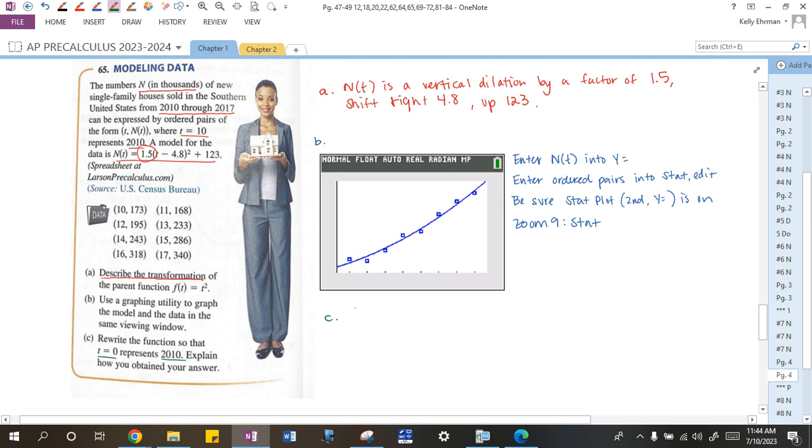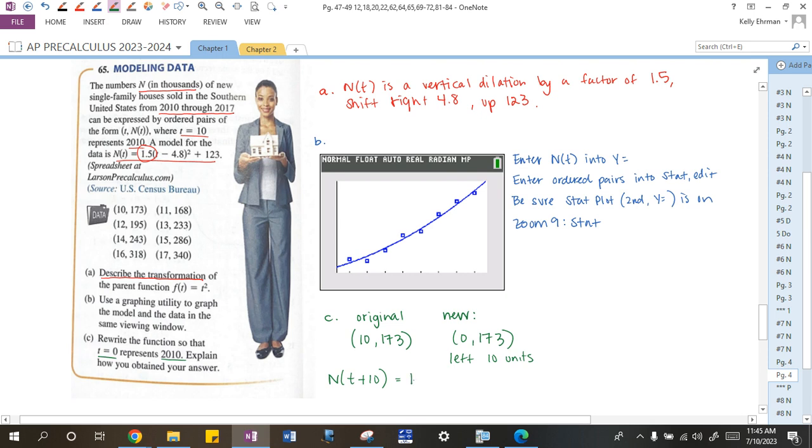Okay, so think about this. Originally, we had this ordered pair, 10, 173. And the new one, so 2010 was t equals 10. What they want this to be is 0, 173. t equals 0 represents what happened in 2010. So what we need to do to our model to shift it correctly, this has been shifted left. This original point got shifted left 10 units. That means that we need to create n of t plus 10 to get a shift of left 10 units.